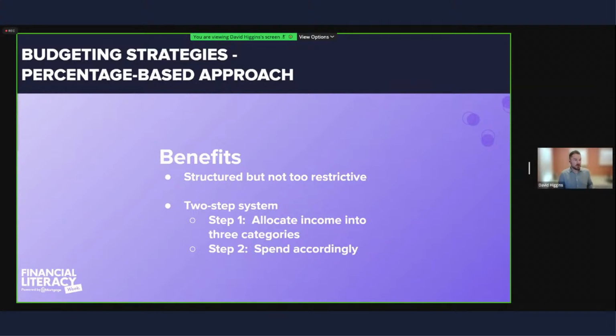There's really only two steps. Allocate how much money you have into your three different categories and you're done, right? Spend accordingly to wherever you need to go. So it really just depends. So long as you hold yourself accountable to the strategy that you're putting into place, you're likely to see success with this one.